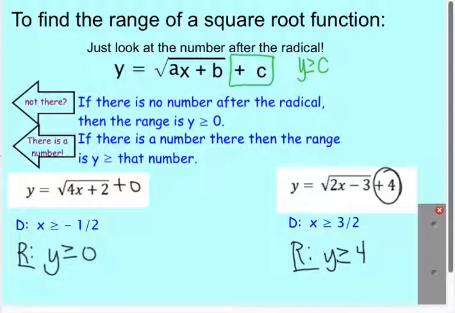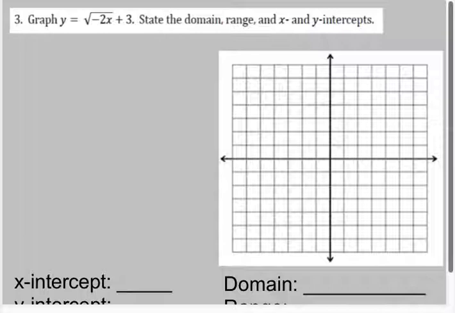So that is the domain and the range for the square root functions. So now we're going to use this information to graph it. So we want to state the domain, the range, and the x and the y-intercepts. So let's just go ahead and find all of those things and then graph from there. Okay. First thing let's find is the domain.